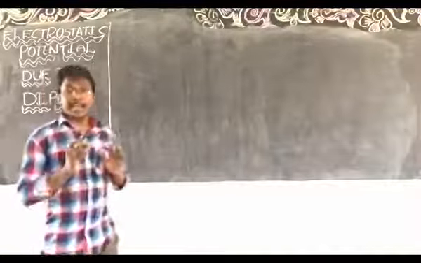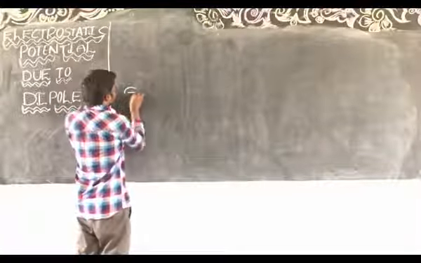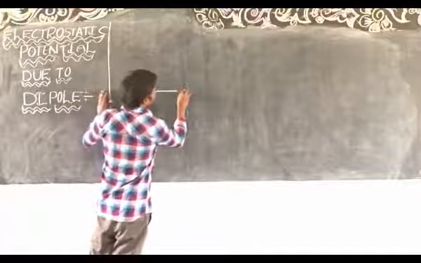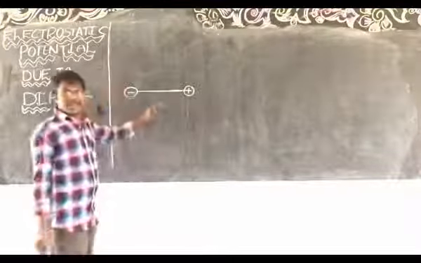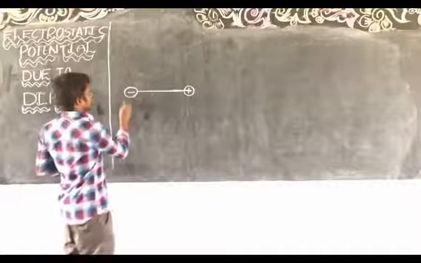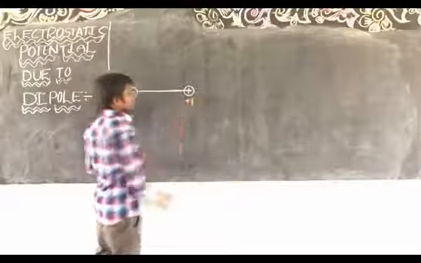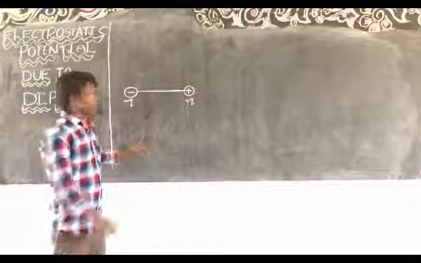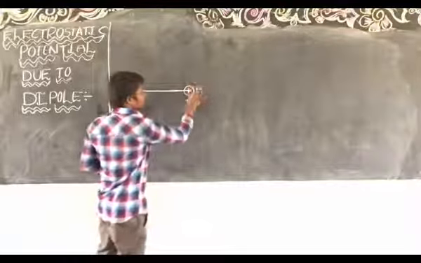First of all, let us consider an electric dipole. An electric dipole has two equal and opposite charges. This is minus Q and this is plus Q. You should denote and give the names: this one is A and this one is B.